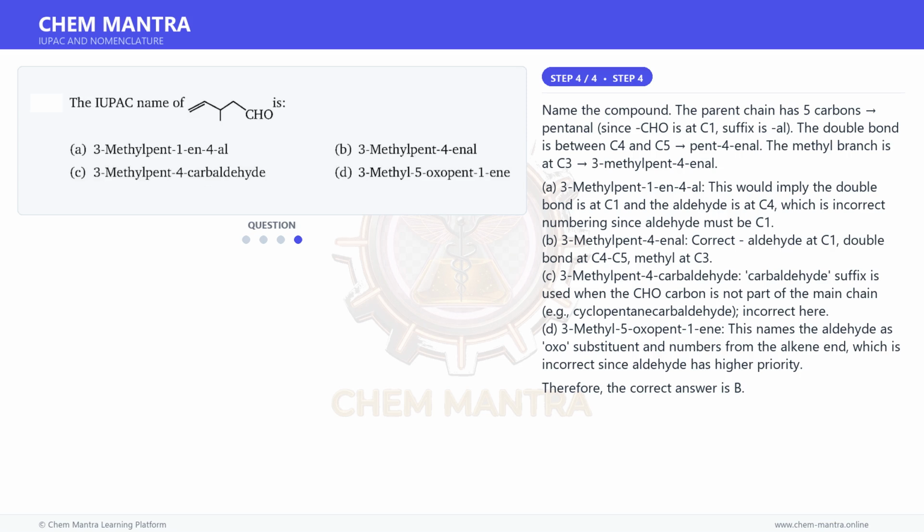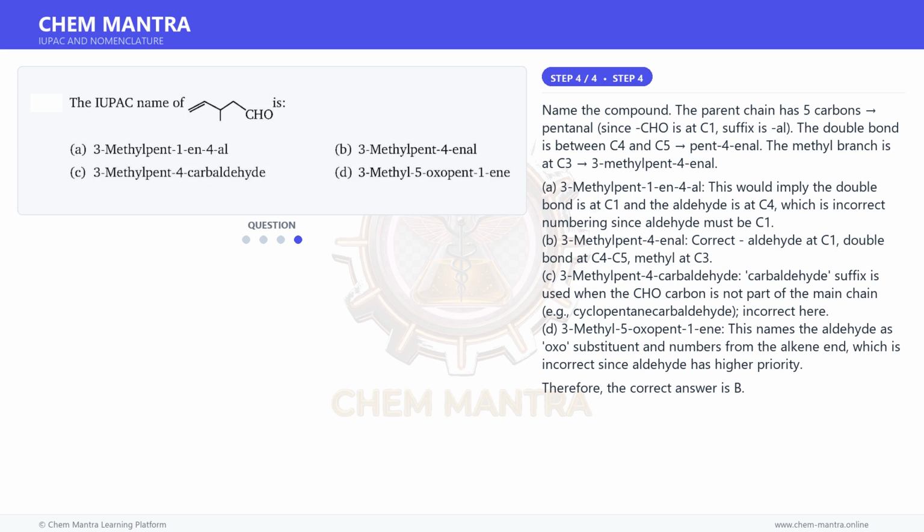The parent chain has 5 carbons, pent, and since CHO is at C1, the suffix is al. The double bond is between C4 and C5, pent-4-enal. The methyl branch is at C3, 3-methylpent-4-enal. Option A: 3-methylpent-1-en-4-al.